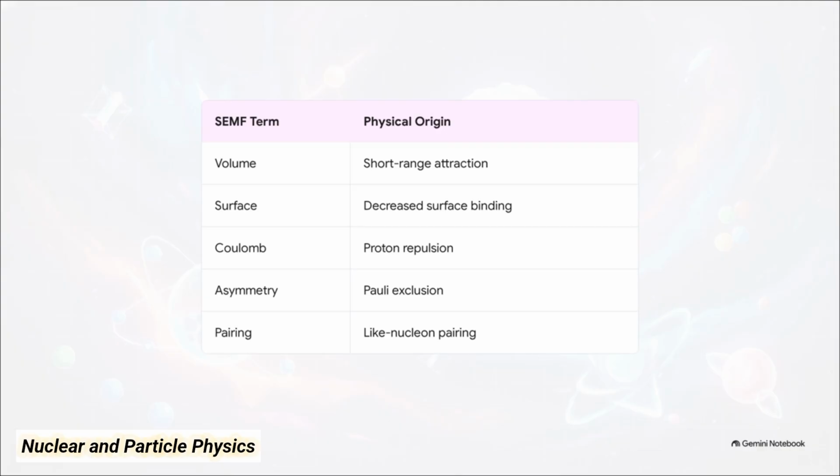Next, you subtract the Coulomb energy, because of that proton repulsion we talked about earlier. Then there's the asymmetry energy, dictated by quantum exclusion rules. And finally, you add a pairing term, simply because nucleons naturally prefer to pair up. It beautifully bridges classical liquid drop physics with hard quantum rules.